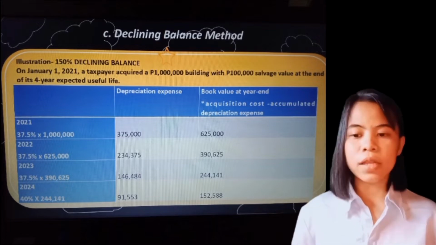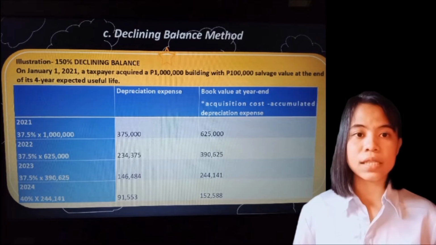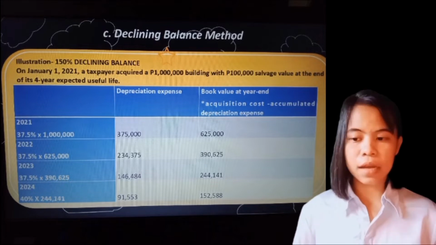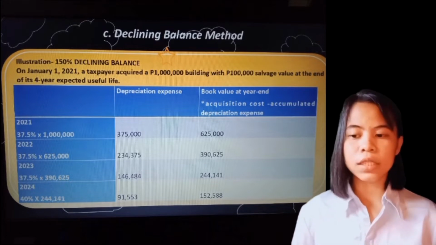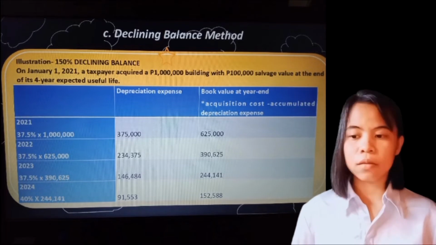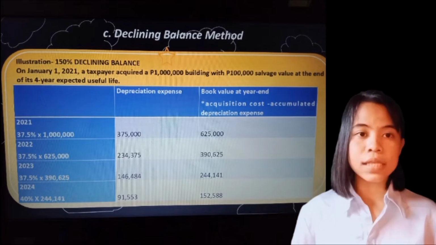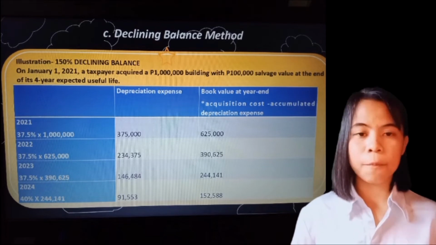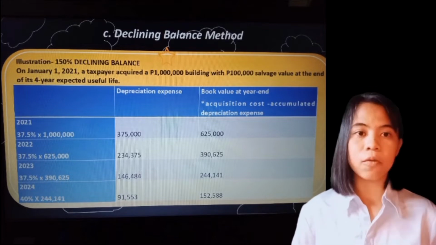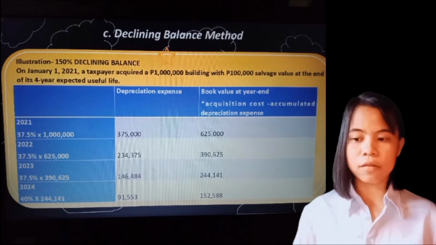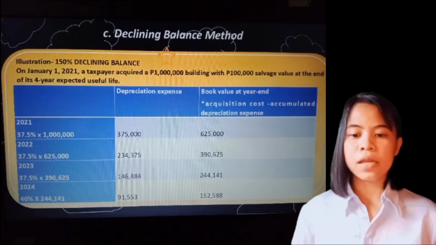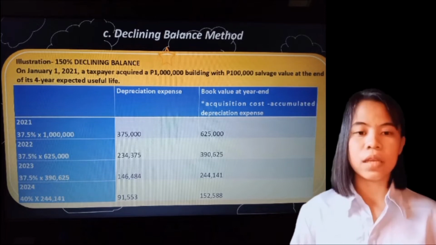For year 2021, the depreciation expense is 375,000. Paano nakuha? 1 million na carrying amount multiply 37.5% na depreciation rate. Book value at year 2021 equals 625,000. 1 million na carrying amount less the depreciation expense na 375,000 kaya nakuha yung 625,000. For year 2022, ang carrying amount na lang ng building is 625,000, the book value at the year end of 2021.